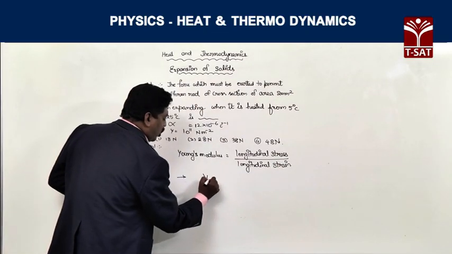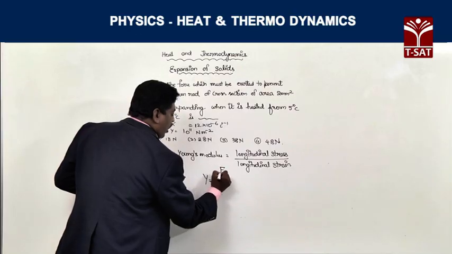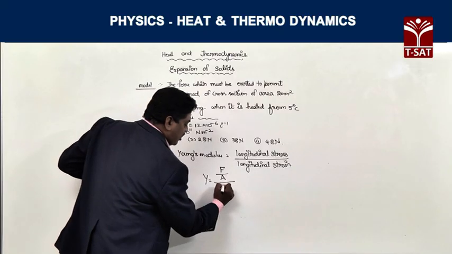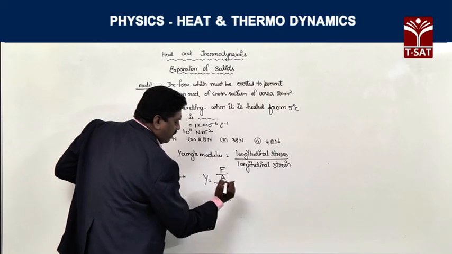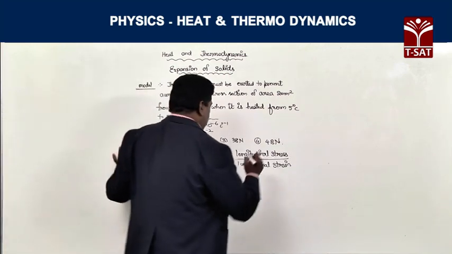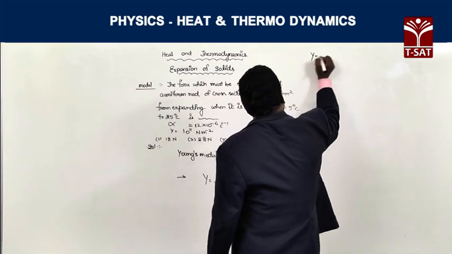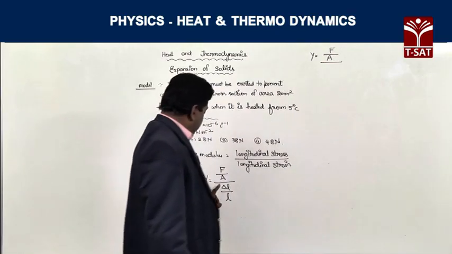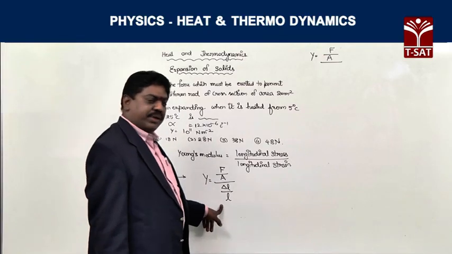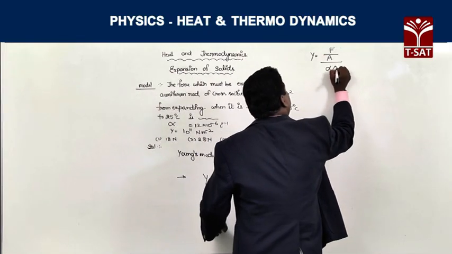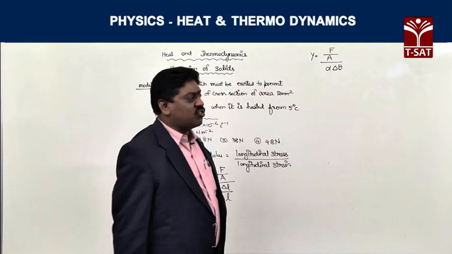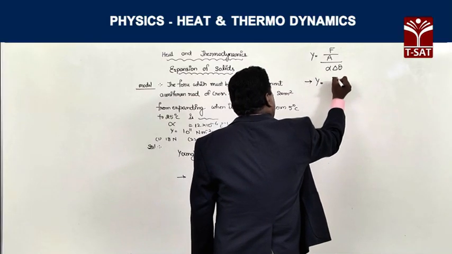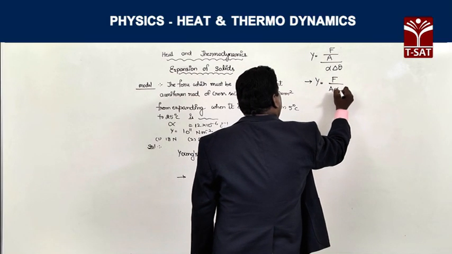Implies Y equals longitudinal stress, F by A, divided by longitudinal strain, the change in length per unit length, delta L by L. So we have Y equals F by A divided by the change in length per unit length, which can be written as alpha delta theta, where delta theta is the change in temperature. This can be given as Y equals F by A alpha delta theta.